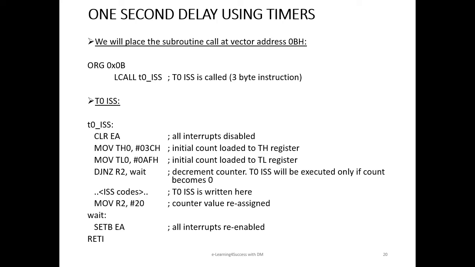When R2 becomes 0, 50 milliseconds would have elapsed 20 times and the total time delay would have become 1 second. Remember that we have assumed a 12 MHz clock here.